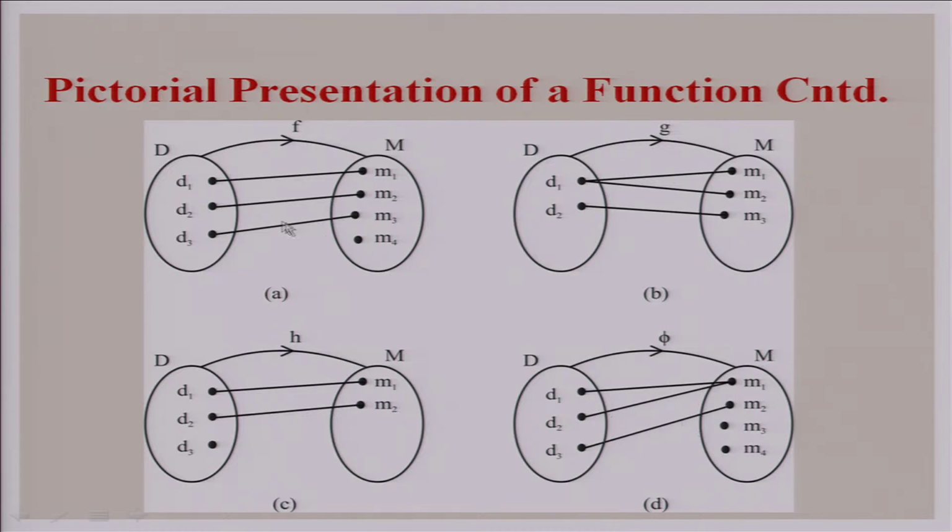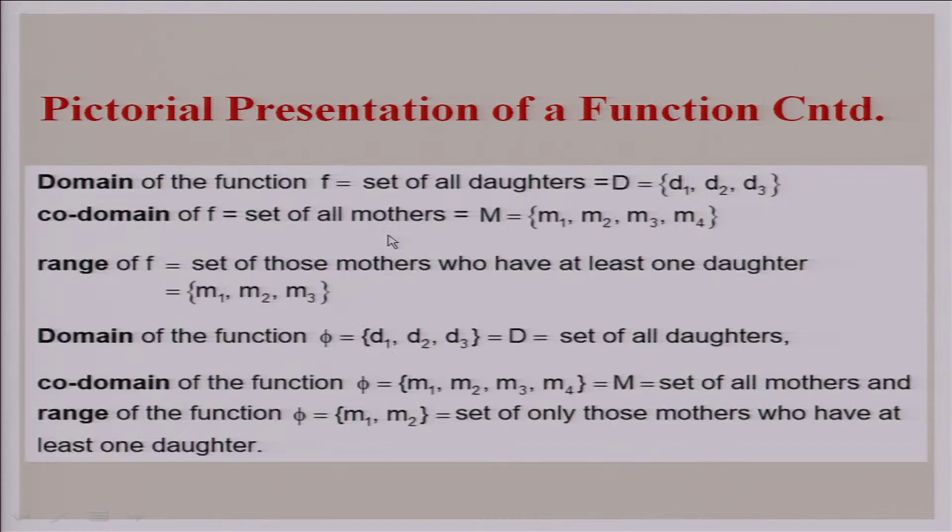And if you talk about what is the domain, this is the domain of this function: d1, d2, all the daughters. And what is the codomain? All mothers. And what will be the range? Range will be only those mothers who have at least one daughter: m1, m2, m3. In this slide we have just written the domain, range and codomain of the functions discussed on the previous slide.